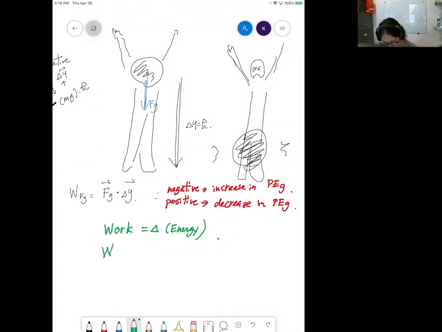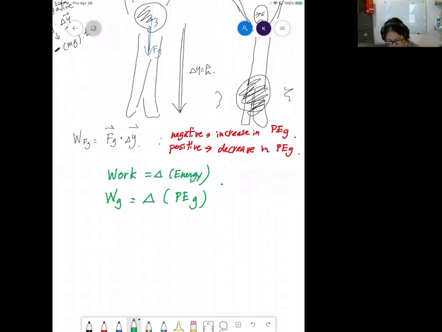And specifically, work done by the gravity is equal to the change in gravitational potential energy. You see that, to find the work done by the gravity, that's equal to the change in gravitational potential energy. And that's Fg times delta y, I say. And if it's the same direction, it's positive. The positive or negative is going to flip, but let's just keep going.